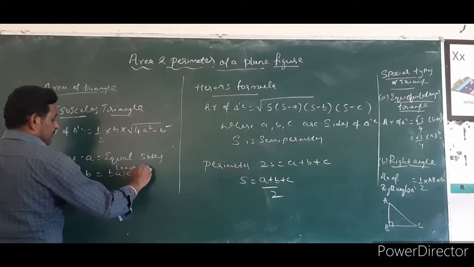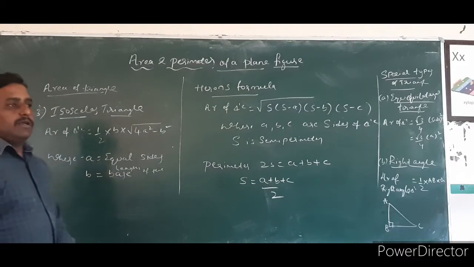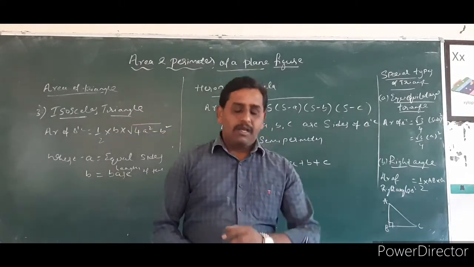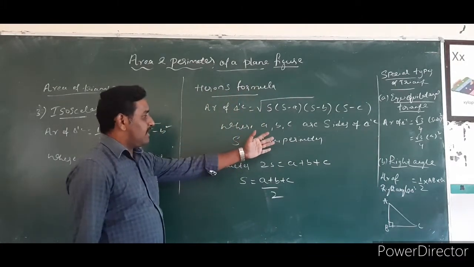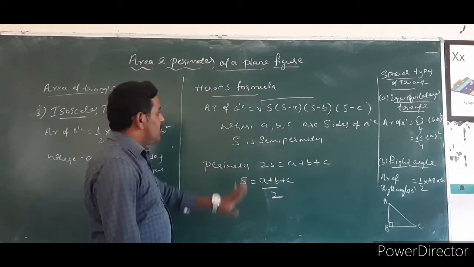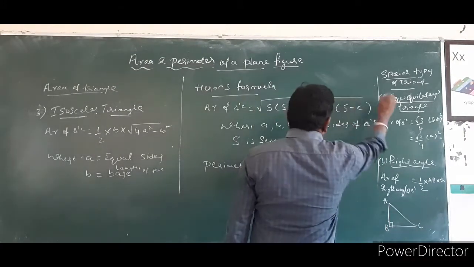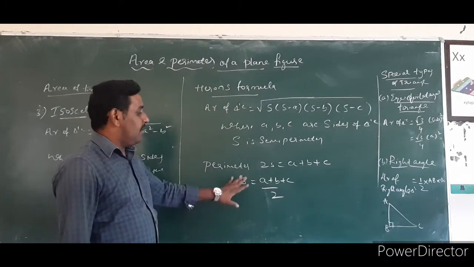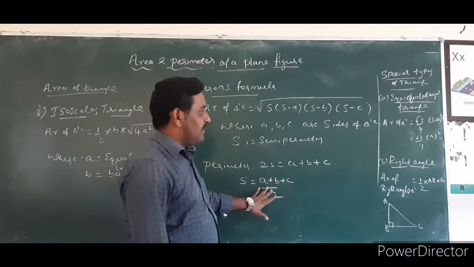Normally we are going to use the formula area of triangle is half into base into height. If you go by Heron's formula, when the three side lengths are given, area of triangle is equal to root of s into s minus a into s minus b into s minus c, where s is the semi-perimeter. How to find the semi-perimeter? s is a plus b plus c by 2.